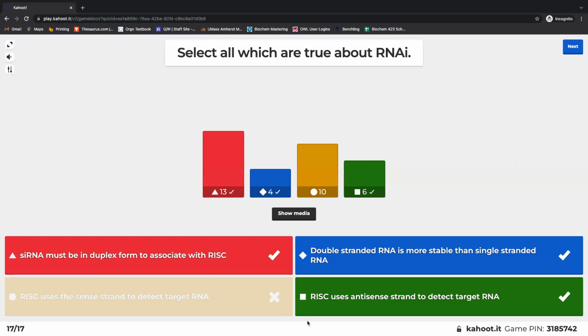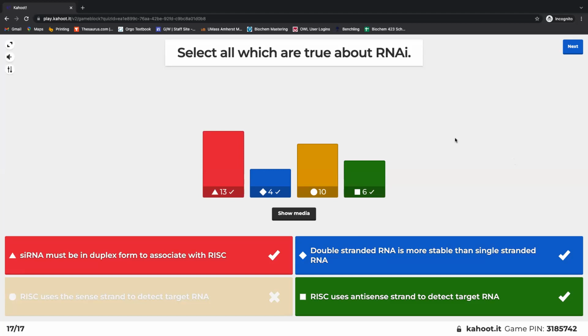Does anyone have any other questions? Any lingering questions about anything? So antisense is just another strand complementary to the coding, right? Think of it as coding versus non-coding. Coding is sense, antisense is non-coding. The coding strand of the DNA is the sense strand.